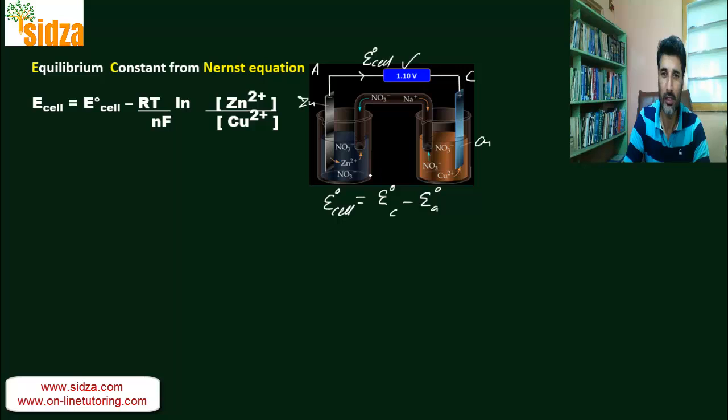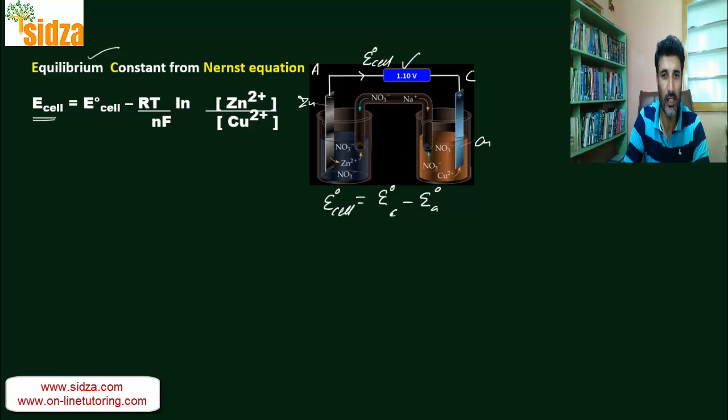And at that time, this particular cell will have a zero EMF. As per the Nernst equation, the EMF of the cell will be equal to the standard EMF minus RT by nF ln of the concentration of the metal ions in the anode divided by the concentration of the metal ions in the cathode. So when these concentrations change, that will change the EMF. And when this particular cell is dead, it doesn't produce the current.